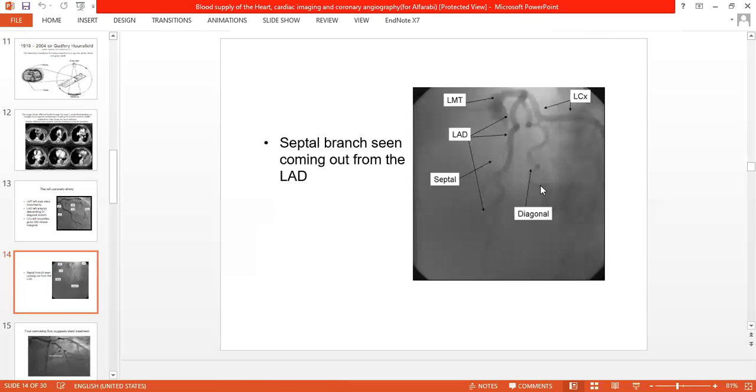Then there are some arteries which come directly downward. These are called the diagonal branches. So all these branches can be seen here when you pass the dye. The heart is not seen, but only the vessels, because the dye is passing through them.